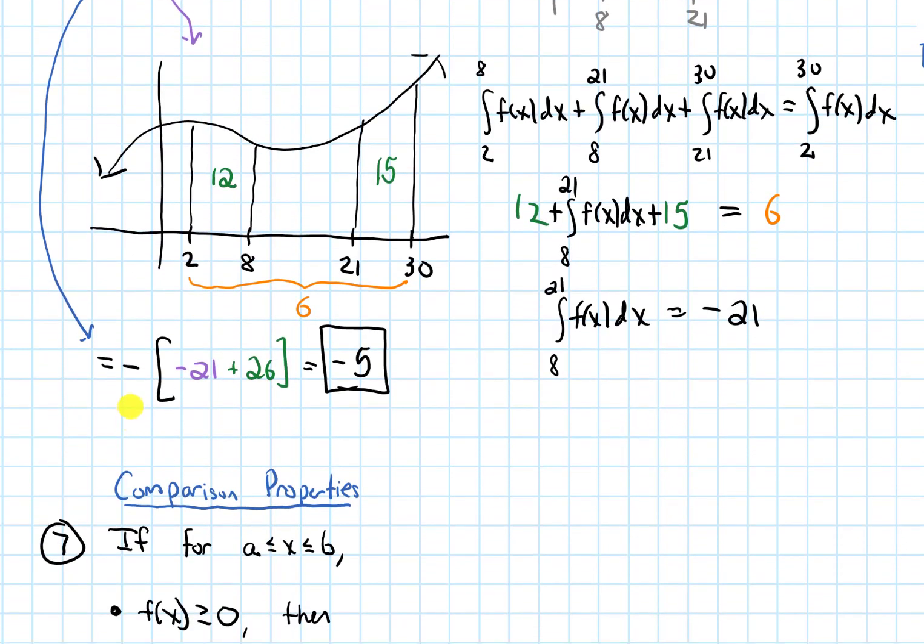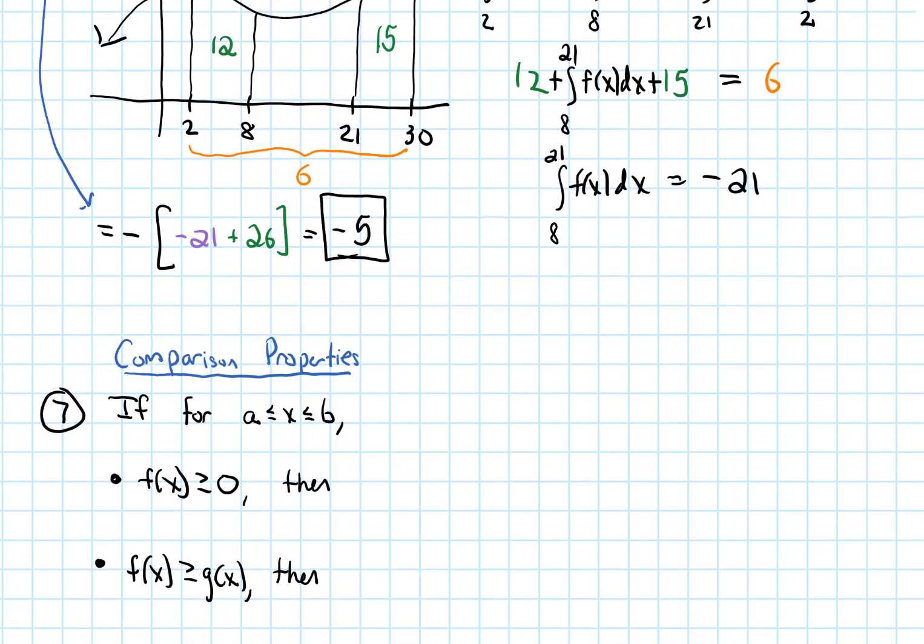All right, so we are ready to state a few more properties. So the comparison properties say that if for all values of x in the interval from a to b, my function f of x is greater than or equal to 0, then when we do the integral of that from a to b, that integral should be greater than or equal to 0. Because graphically what this is saying is on this whole interval from a to b, our function is greater than or equal to 0. It never goes below the x-axis. So it makes sense that our area should be non-negative.